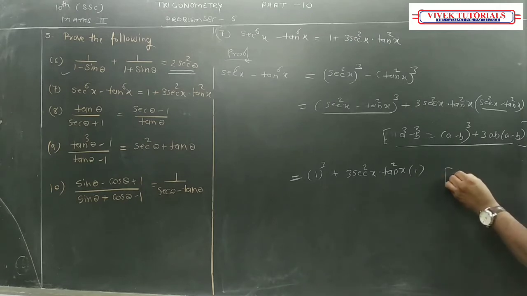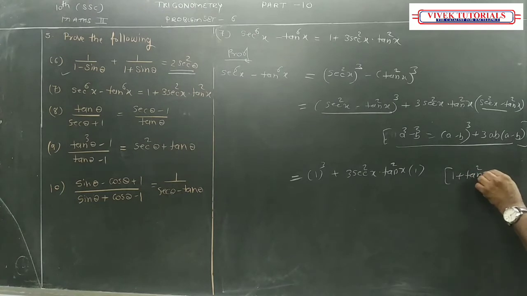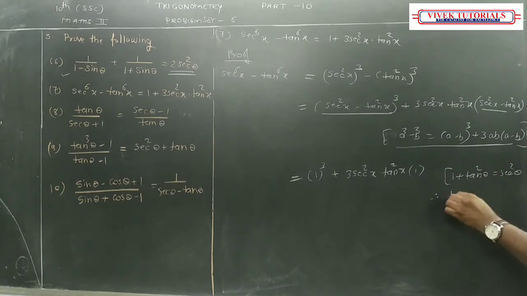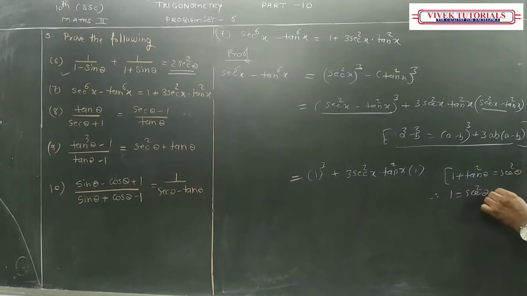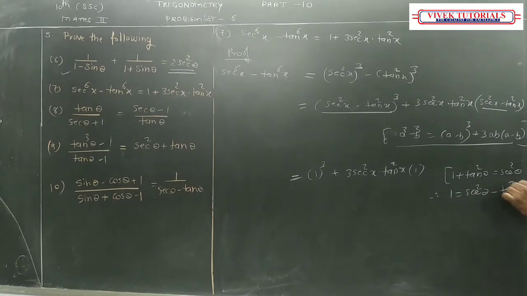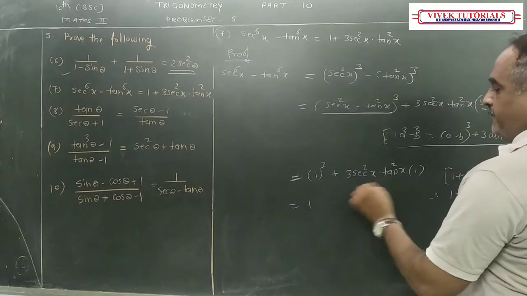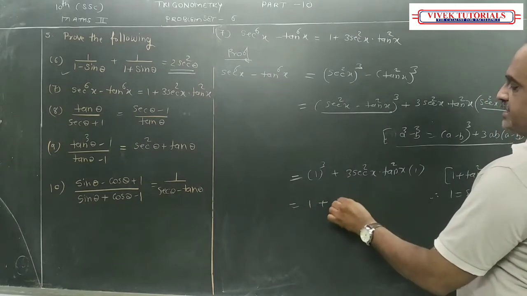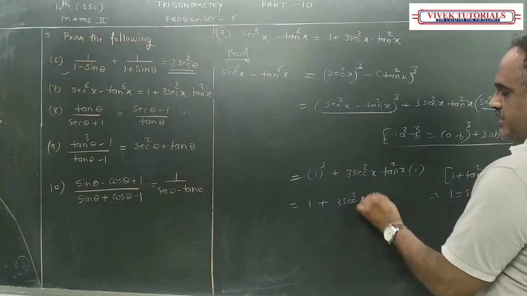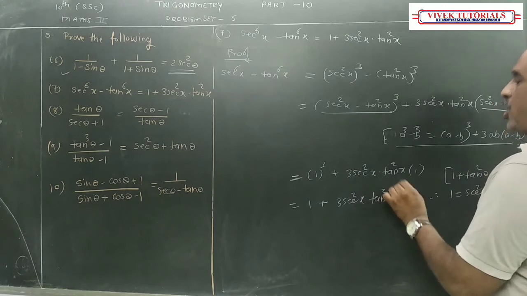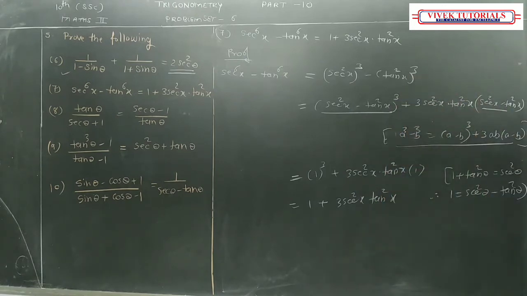The reason is 1 plus tan square theta is equal to sec square theta, means 1 is equal to sec square theta minus tan square theta. So what you are getting now, 1 cube is 1, and when you multiply this it will remain as it is. So this is the shortcut way to complete this question. Now we got the left hand side.